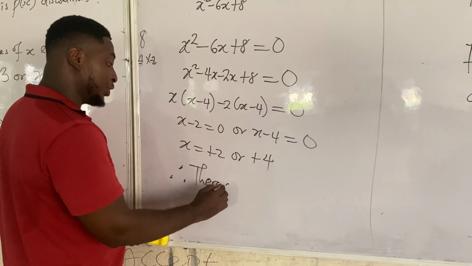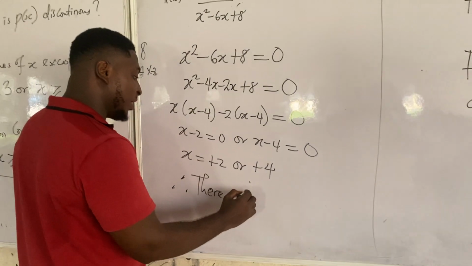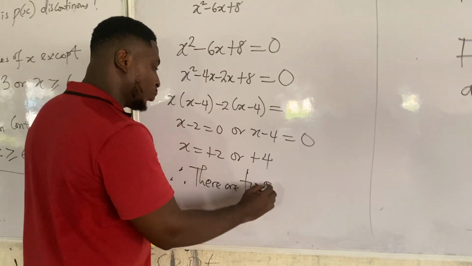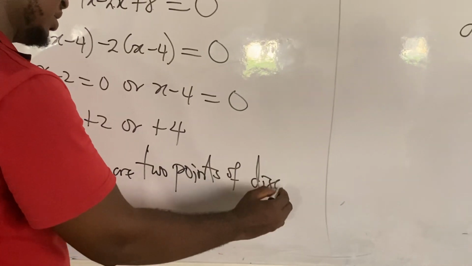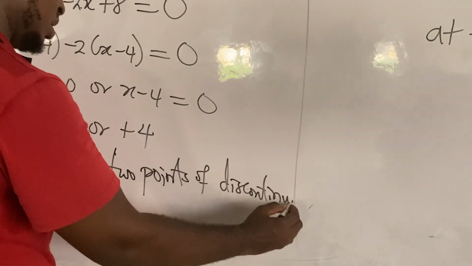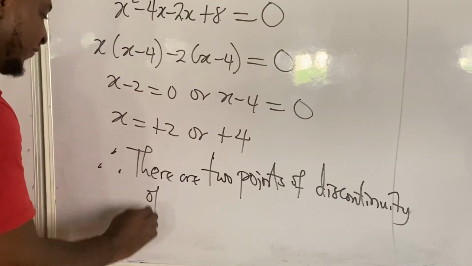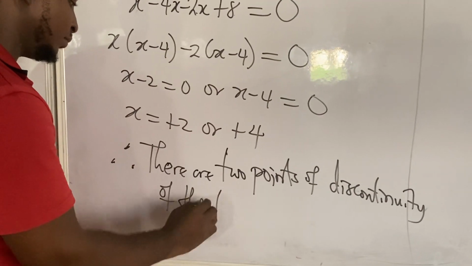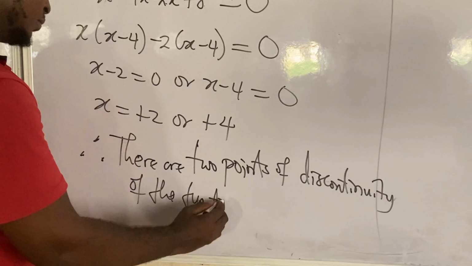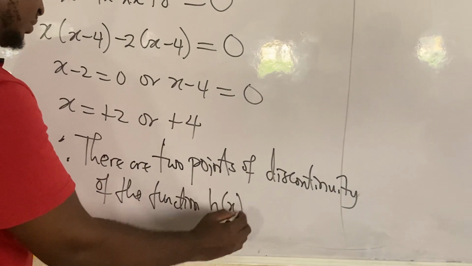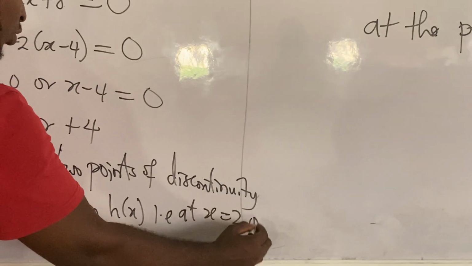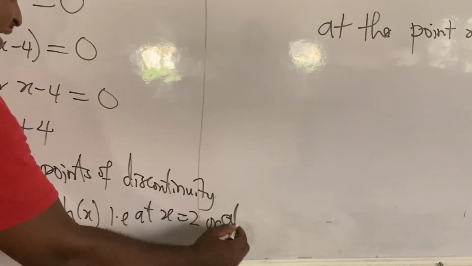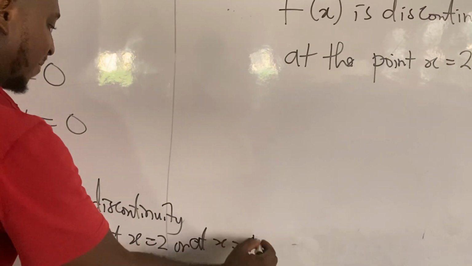So therefore, there are 2 points. Therefore, there are what? 2 points of discontinuity. Of what? Of the function h of x. That is at x equals 2 or at x equals 4.